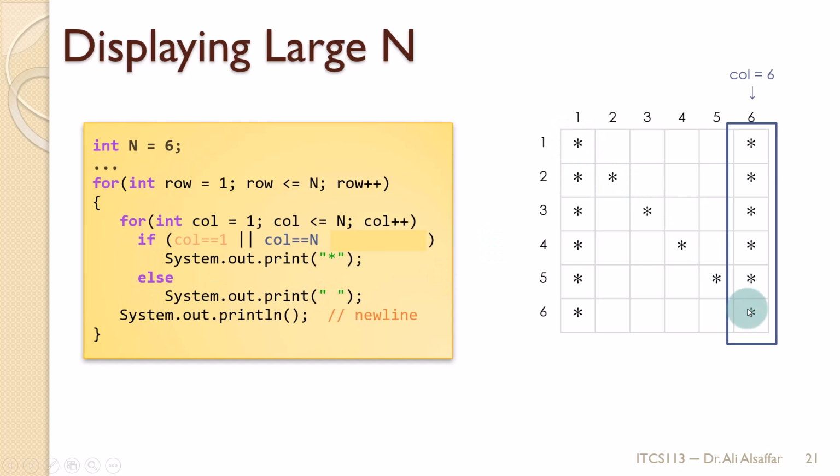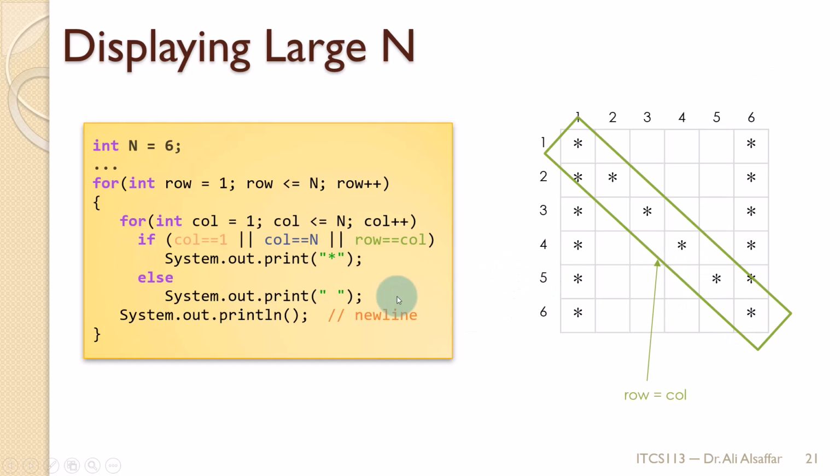Now last is the diagonal. So how to locate the diagonal? So where is the diagonal? Here we have, this is the diagonal, row is equal to 1, column is equal to 1. Here is the second asterisk in the diagonal, row is equal to 2, column equal to 2. Third one, row is equal to 3, column is equal to 3. As you notice, when row is equal to column, we need to print an asterisk. So the last condition is that when row is equal to column, then we need to print also an asterisk. Now any row or column that does not satisfy these three conditions will go to the else statement and print a space.